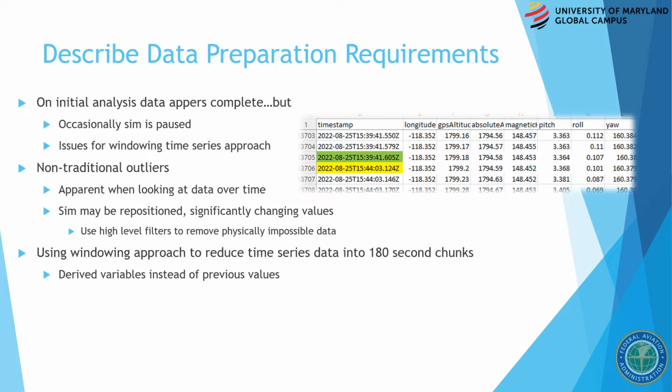After we're able to clean up the data, we use the sliding window method to reduce the time series data into 180-second chunks. I'll talk about why we used 180 seconds in a second. After that, I used derived variables instead of previous values. There are a lot of different ways of deconstructing time series. Some use sliding means or observations that contain previous values at different time intervals. I went with derived variables because I found it to be the most useful approach.